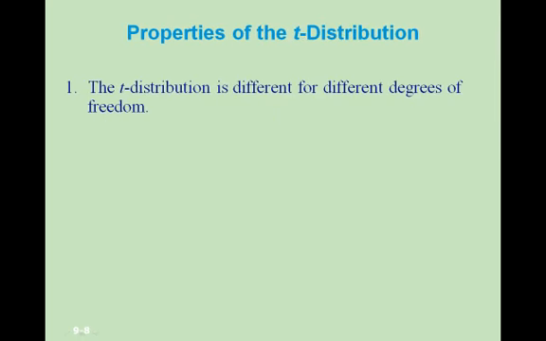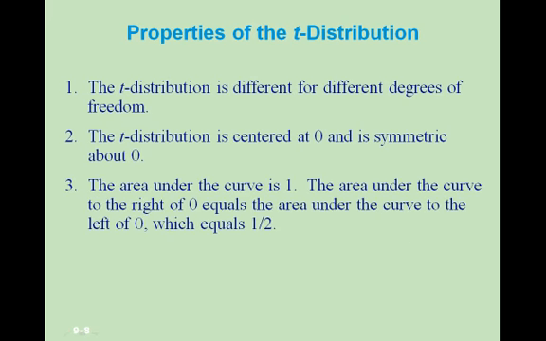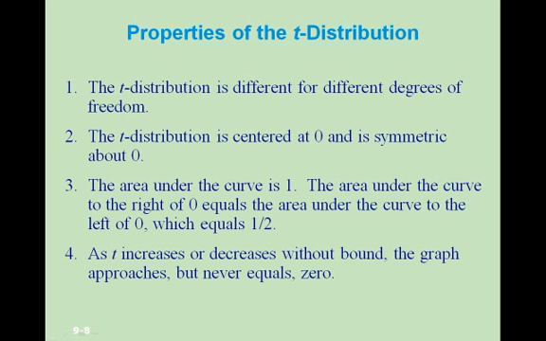So let's look at some properties of the t-distribution. The first one is that the t-distribution is different for different degrees of freedom. Secondly, the t-distribution is centered at 0 and is symmetric about 0. Third, the area under the curve is 1, and the area under the curve to the right of 0 equals the area under the curve to the left of 0, which equals 1/2. 4, as t increases or decreases without bound, the graph approaches but never equals 0.